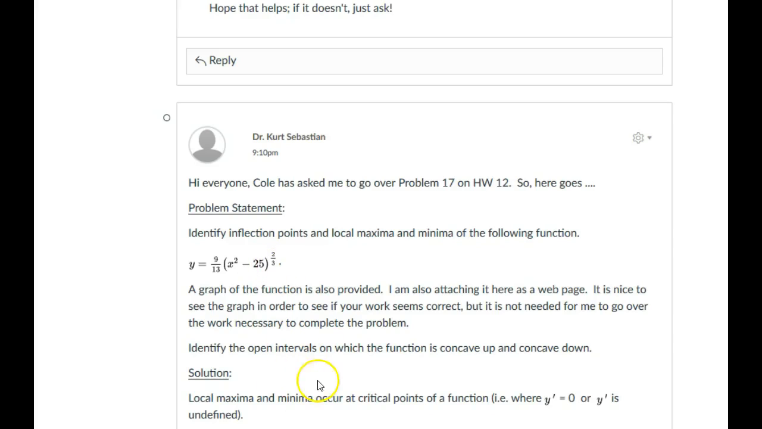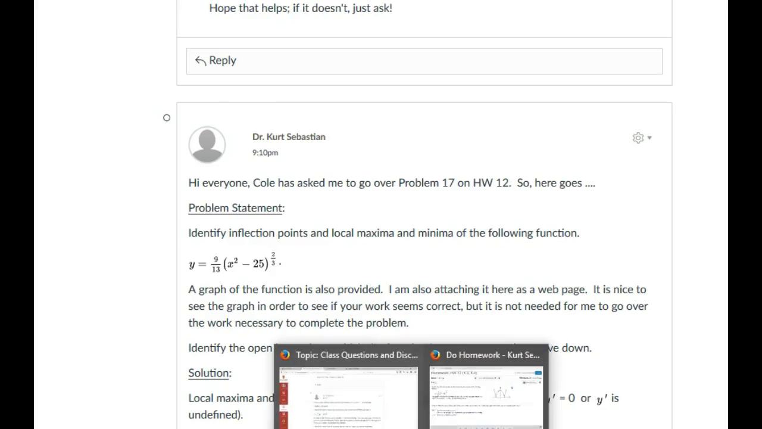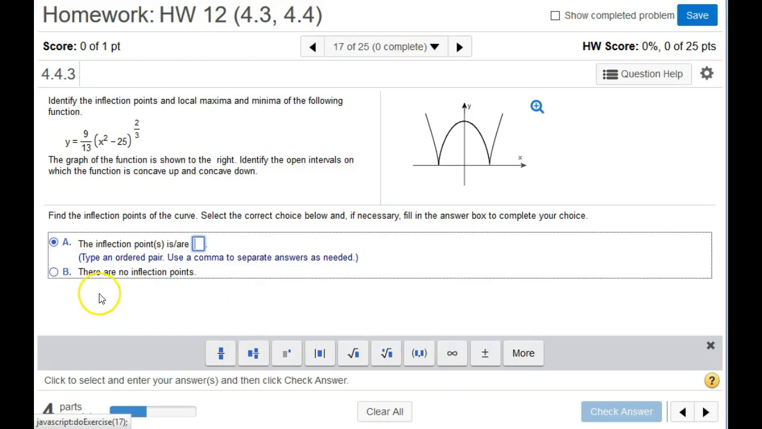Darn it, I'm wasting time on the video. Sorry. All right, so let's see. If I plug in these values, what happens here?